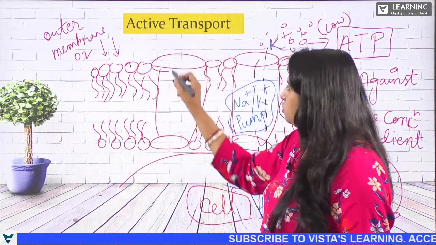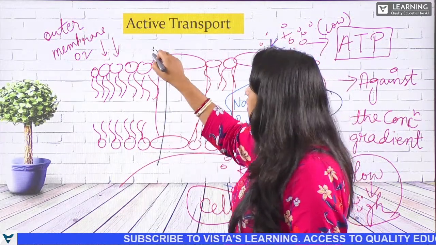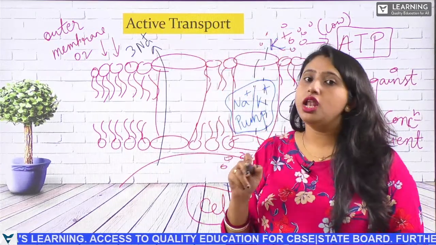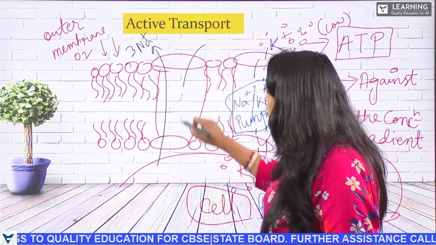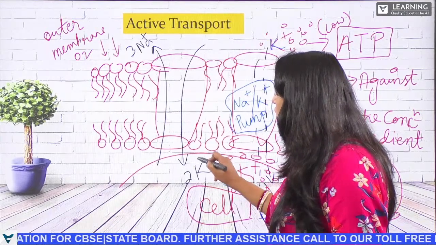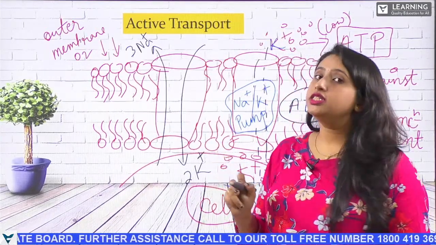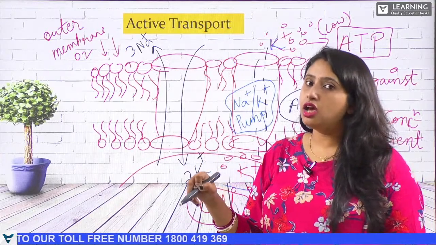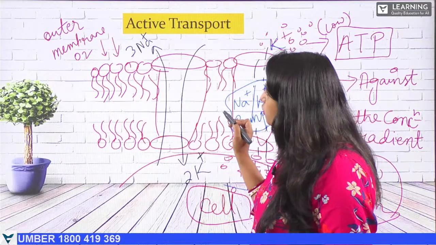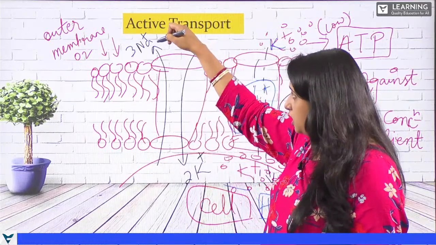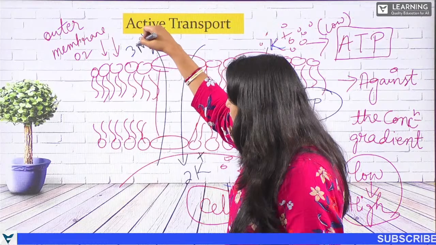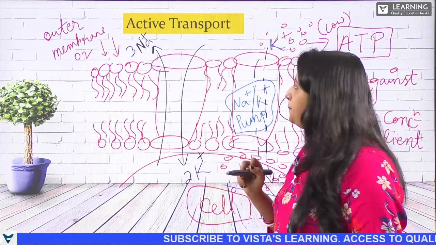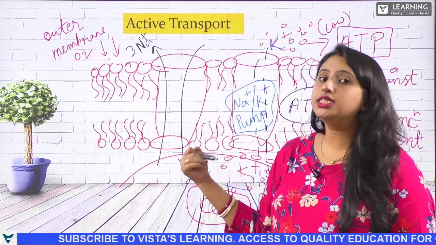So ATP is being used, and 3 Na plus is taken out of the cell, and 2 K plus, that is potassium ion, is taken inside the cell using this Na plus K plus pump. Is that clear? So using this pump, 3 Na plus is being taken outside the cell, and 2 K plus is being taken inside the cell.